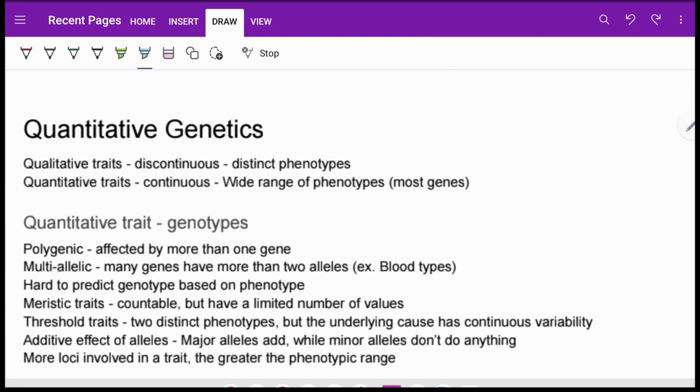We are talking about quantitative genetics. Quantitative traits are continuous, while qualitative traits are discontinuous. Discontinuous traits have distinct phenotypes, and there's usually just one or two.